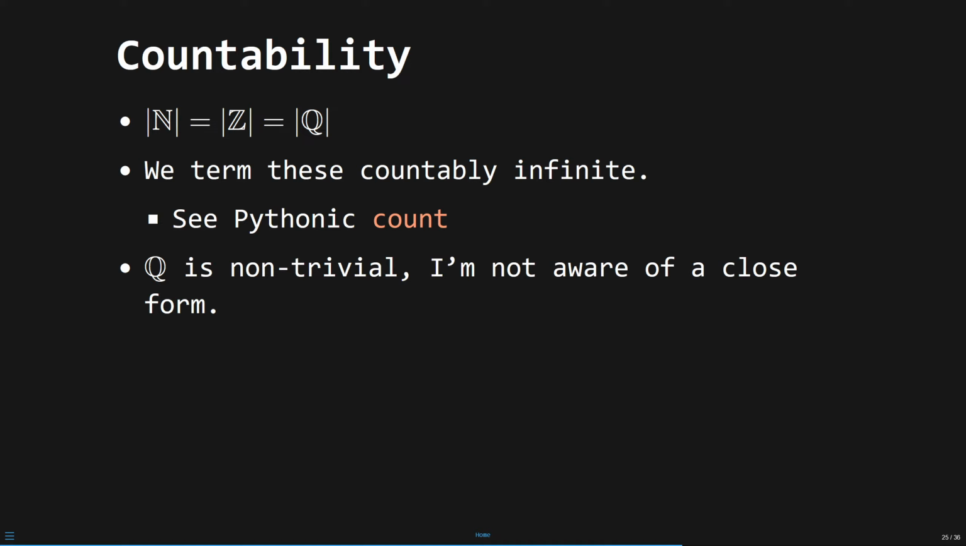For Q, it is non-trivial to show the bijection. I could write out the Python expression, but it's relatively painful and it's difficult to convince yourself it's correct because you're dealing with infinities. We're going to show something that's very close to a closed form, just to show an example of how we do these things. Okay, so how are we going to do this?